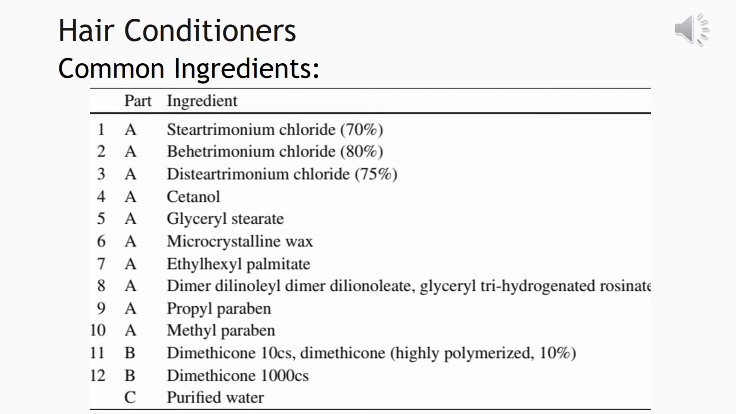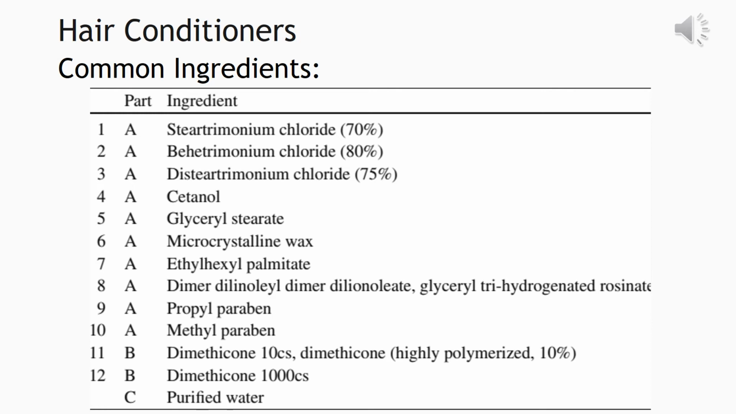They are divided into the categories. Compounds number 1 to 10 are in A category. These will be treated together in step 1, which will be discussed afterward. So it is quaternary ammonium chloride, cetearyl alcohol, glyceryl stearate ester, microcrystalline wax, then another ester, palmitate, and then a dimer, then propyl paraben, methyl paraben. These are all categorized in A.